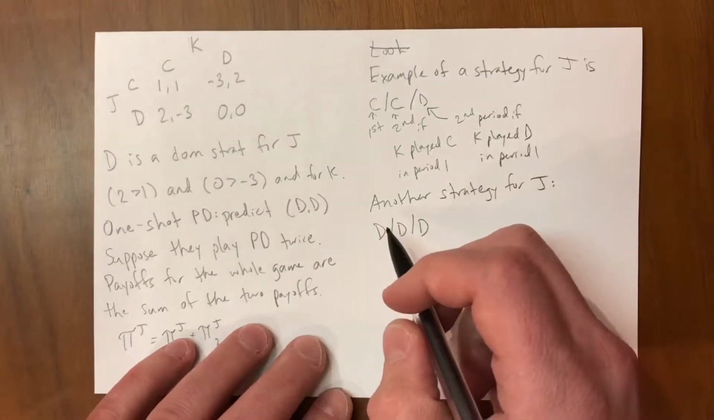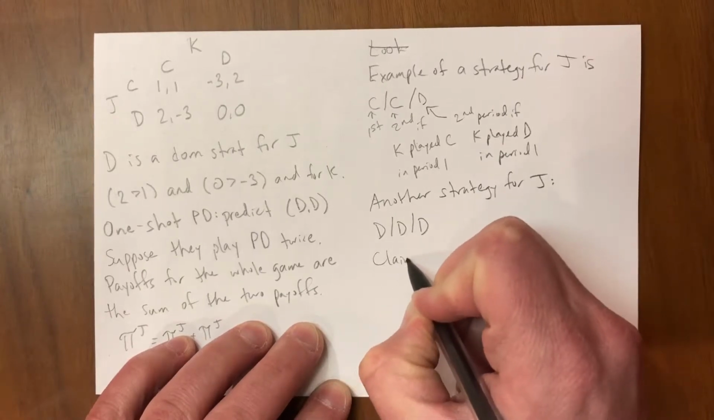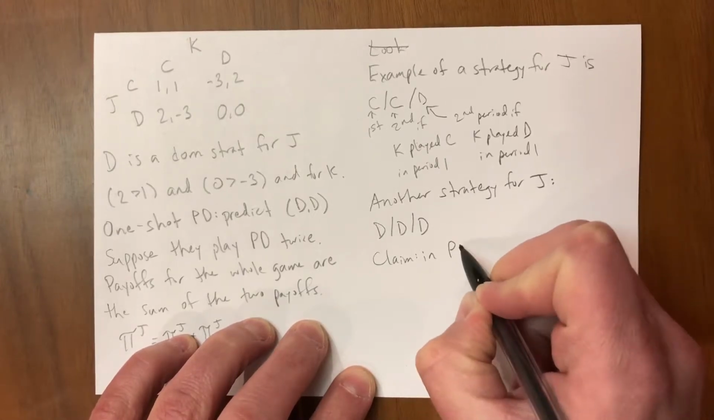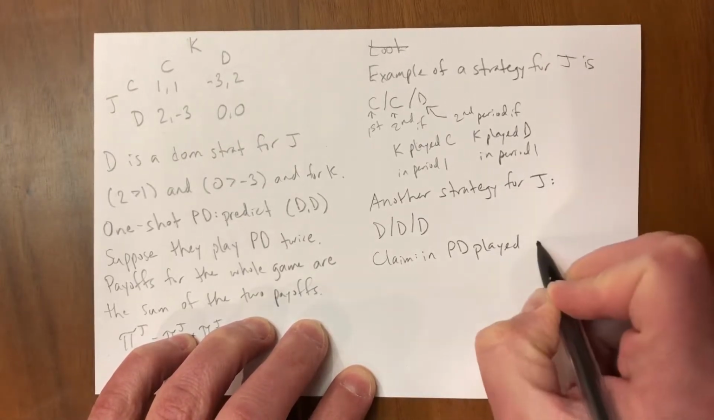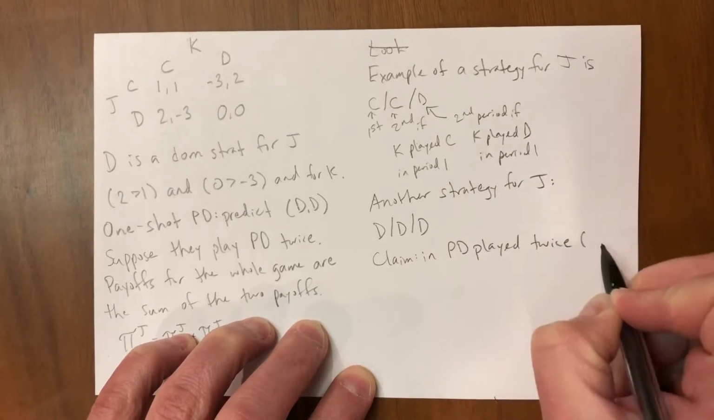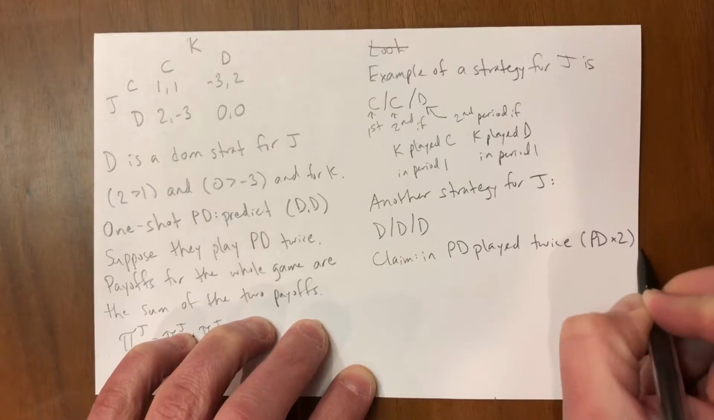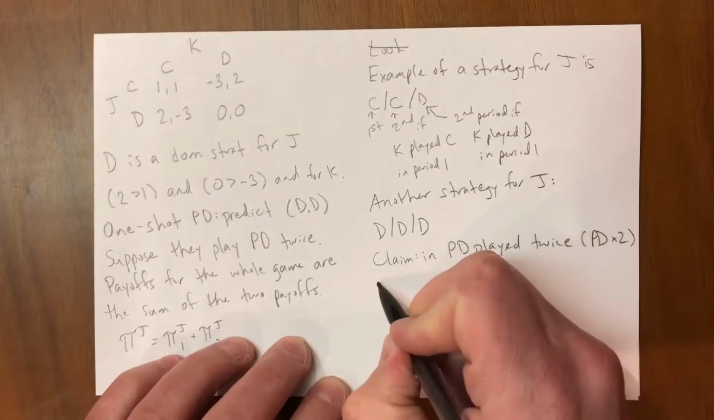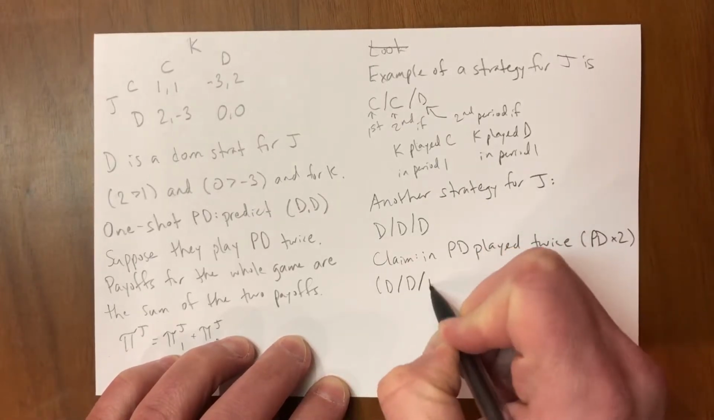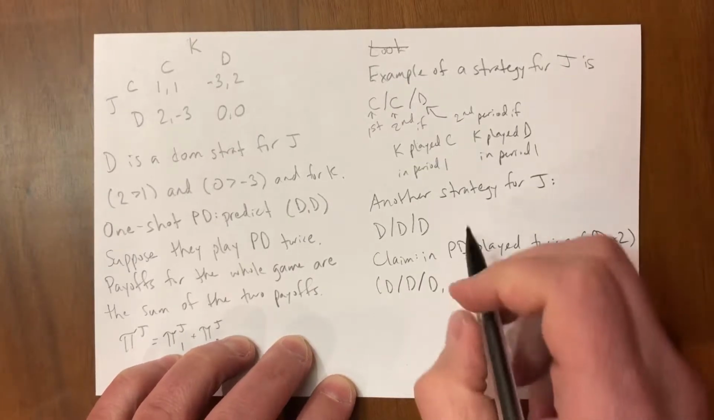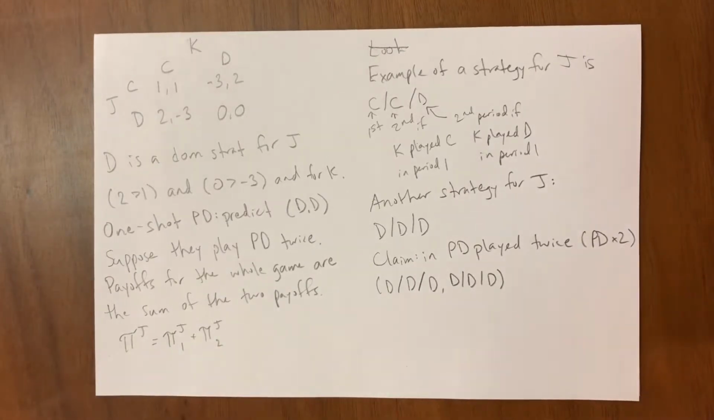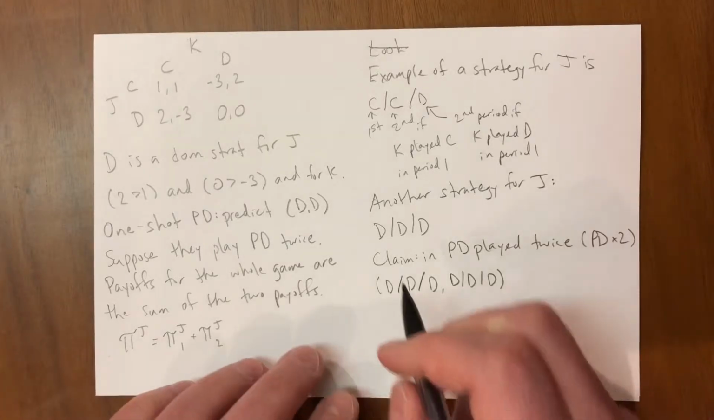Okay, so here is a quick little claim. We can claim that in Prisoner's Dilemma played twice, by the way, we're going to call that sometimes Prisoner's Dilemma times 2, it's going to be a Nash equilibrium if the first player plays DDD and the second player plays DDD. And so here's the explanation.